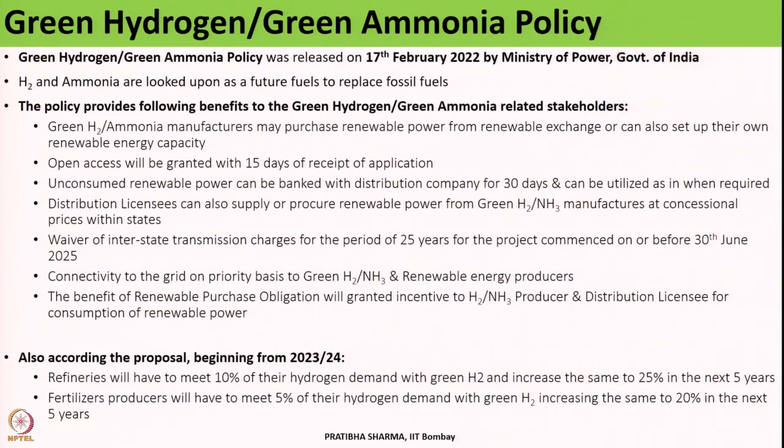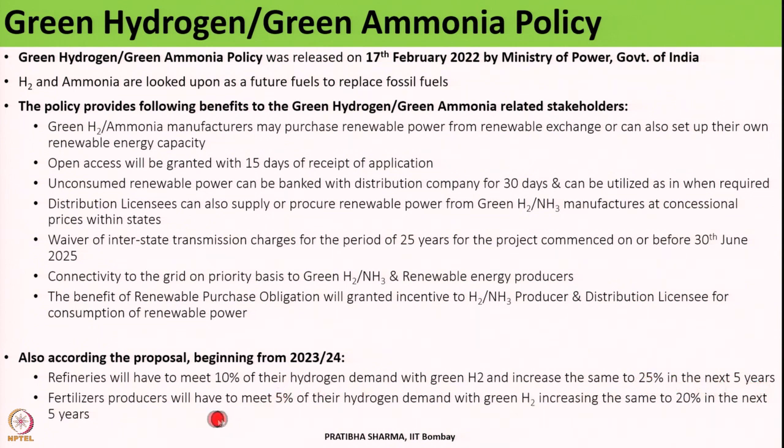In February 2022, by Ministry of Power, Government of India, the Green Hydrogen and Green Ammonia Policy was launched. Here the target is that hydrogen and ammonia are looked upon as a future fuel to replace fossil fuels. There have been several incentives and benefits provided to the related stakeholders, and also certain proposals, like the refineries will be meeting 10% of their hydrogen demand by means of green hydrogen, and this will be increased to 25% in the next 5 years.